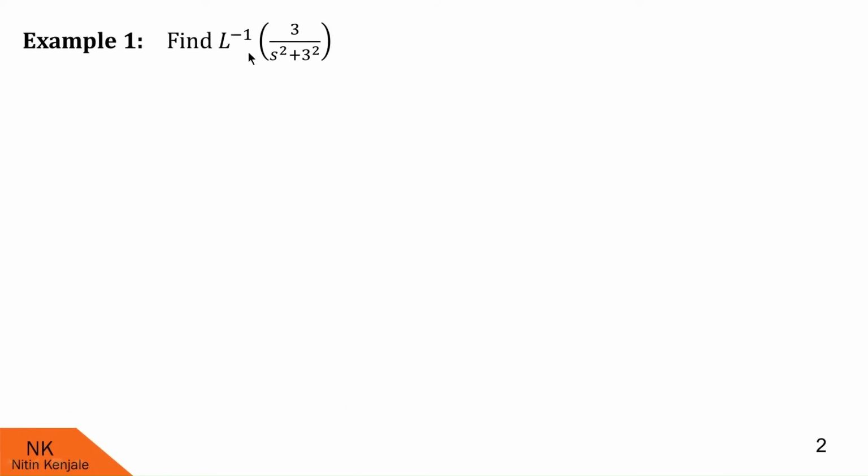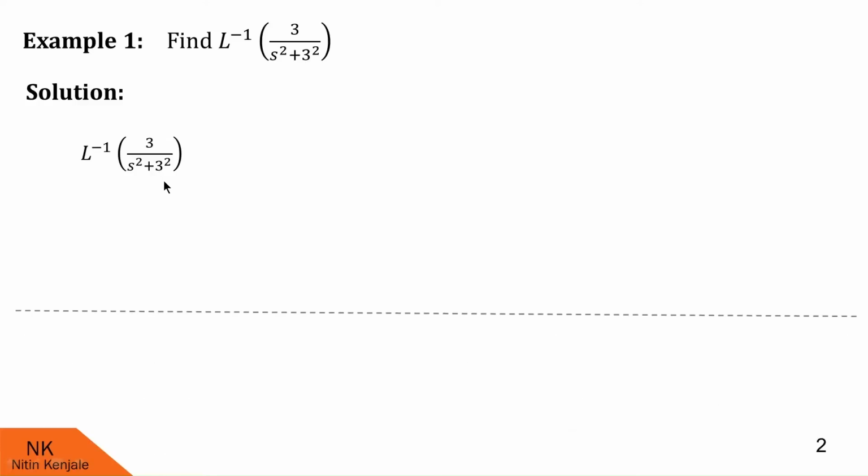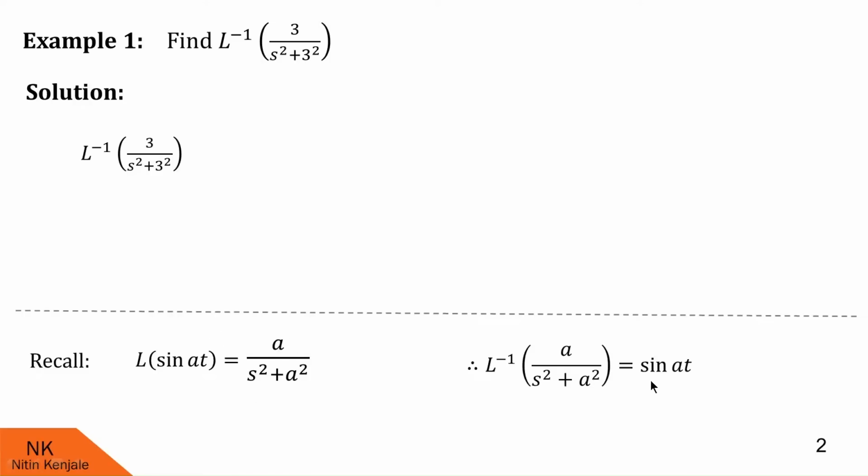Here I am asked to find L inverse of 3 upon s square plus 3 square. To find L inverse of 3 upon s square plus 3 square, I will suggest you to think whose Laplace transform is this function. If you don't remember, recall Laplace of sine at, which is a upon s square plus a square. Clearly, L inverse of a upon s square plus a square is sine at. Now you see that this function is exactly similar to this function if a is equal to 3. Therefore, L inverse of this function is sine 3t.